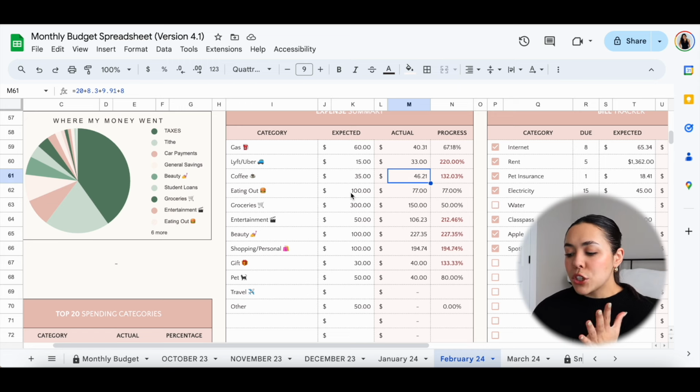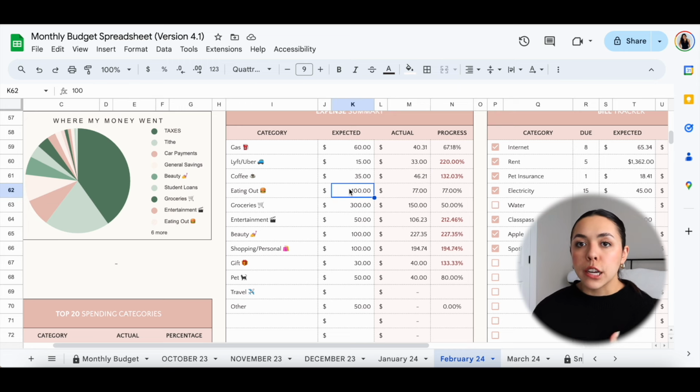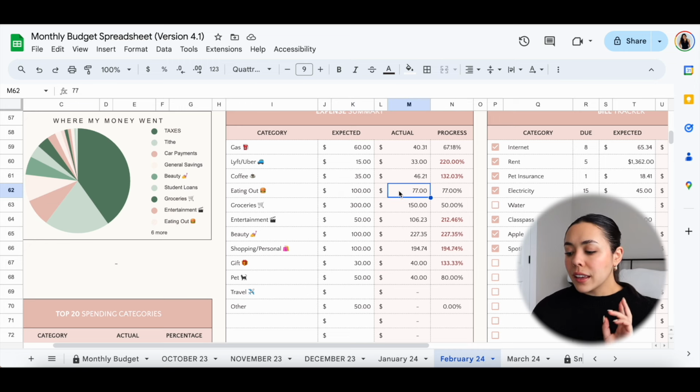Okay, eating out, I was shocked. I budgeted myself pretty low, only $100, which comes out to like $25 a week. And I spent only $77. Again, before you get down on yourself and you're like, Hannah, how do you spend so little on eating out? I do have some caveats, so I just want to be honest and transparent.